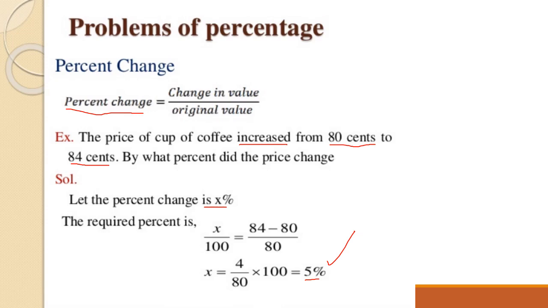Okay, so how much did the price increase? It is 5%. It means from 80 cents to 84, when they changed the price, they increased the price of that cup of coffee by 5%. Hope you are getting it.